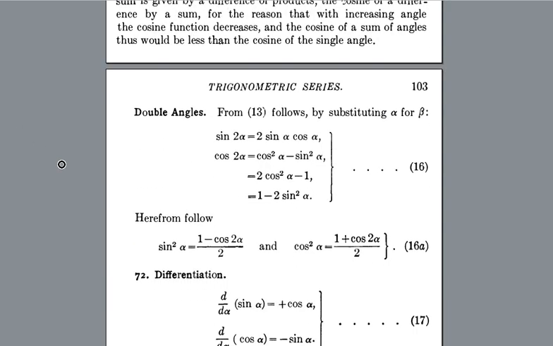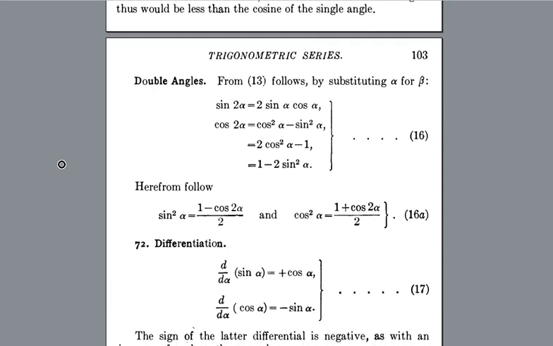From the relationships for the sum and difference of angles, substituting alpha for beta gives the following double angle formulas. The sine of 2 times alpha equals 2 times the sine of alpha multiplied by the cosine of alpha. The cosine of 2 times alpha equals the square of the cosine of alpha minus the square of the sine of alpha. This can also be expressed as 2 times the square of the cosine of alpha minus 1, or as 1 minus 2 times the square of the sine of alpha.